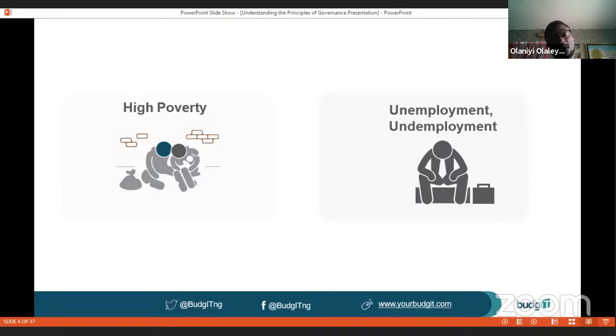The second problem why you should care about governance is the unemployment rate and underemployment. The first one, unemployment, is that over 40% of Nigerians do not have a job. They don't have anything they are doing, and they don't have any source of income. Then underemployment: we have people presently in Nigeria that are working and collecting less than the value of what they are working for. So these are the issues.